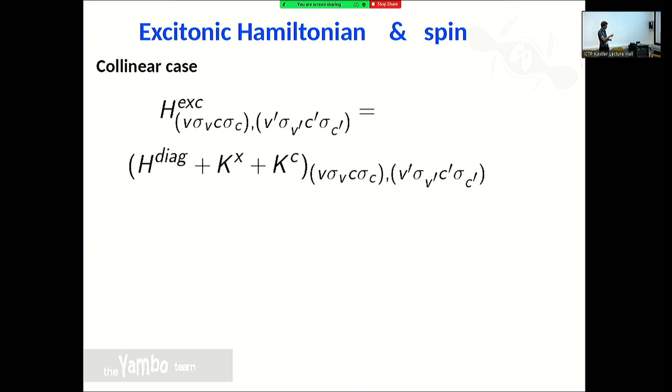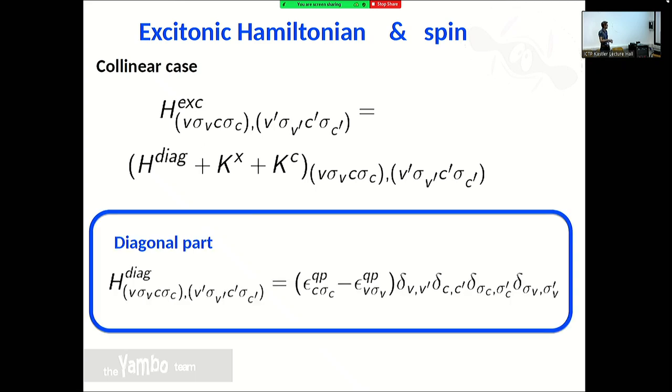Let's take my BSE, and I start with the collinear case. I can label all my states with the spin indexes, and I can see what happens to the three terms of the Hamiltonian. So the diagonal part, of course, it's diagonal, so I have a conservation of everything, so same VV prime, CC prime, and same spin in between conduction and valence states.